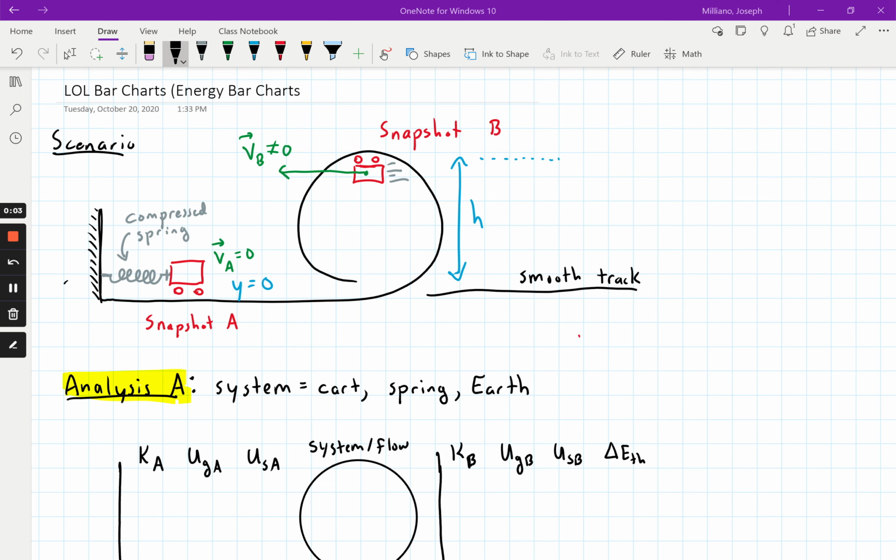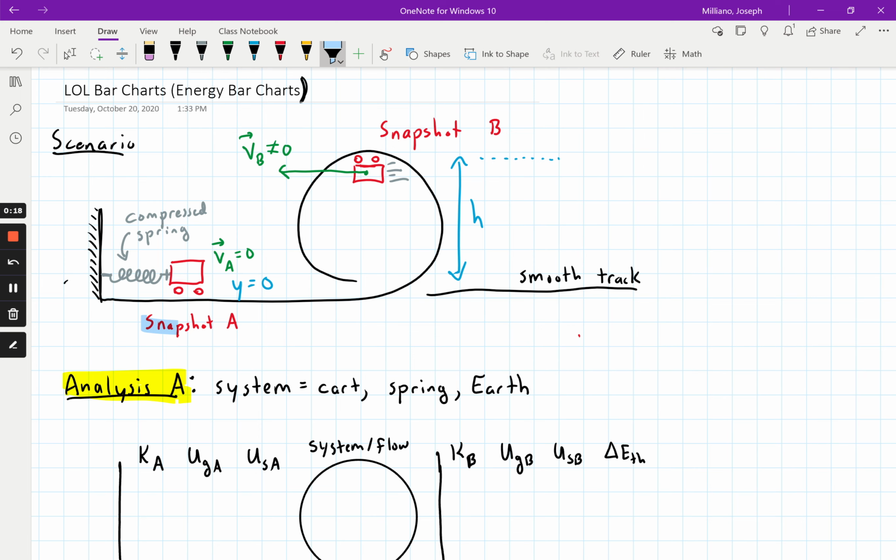Alright folks, in this video we will be talking about how to make LOL bar charts or energy bar charts. Let me close that parenthesis there. Alright, we're going to do this by way of example. That's the best way I think, is just to jump right in. So here is the example that we have.